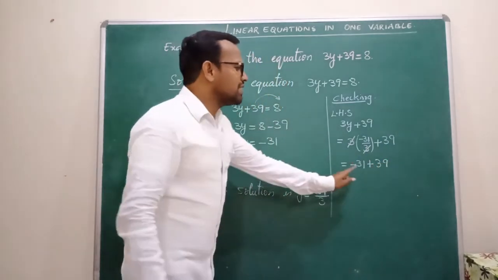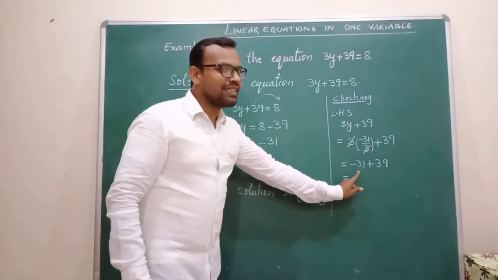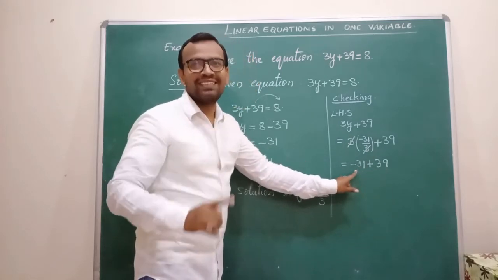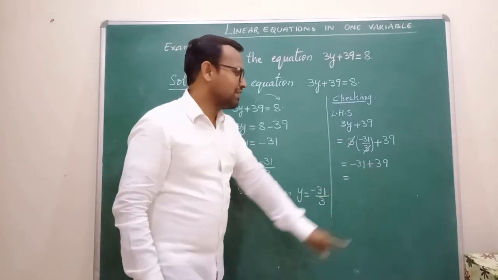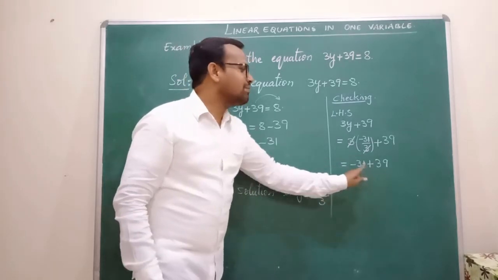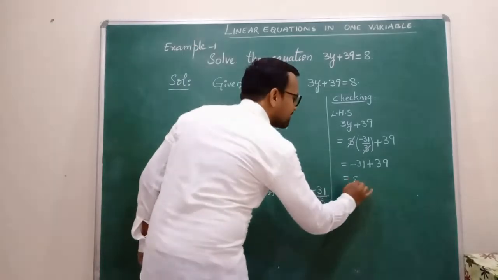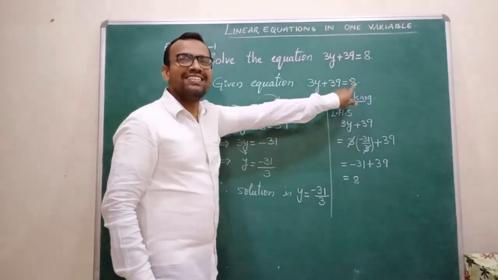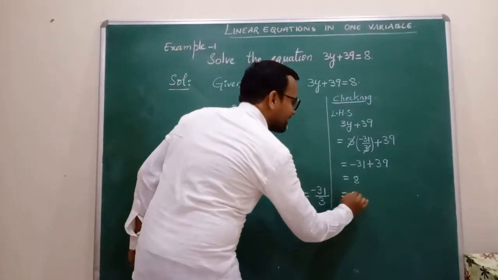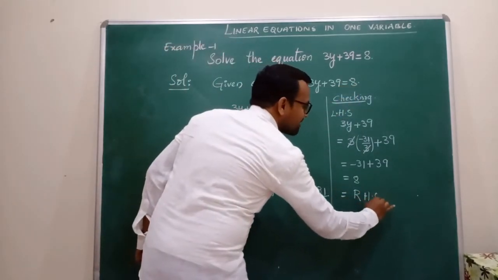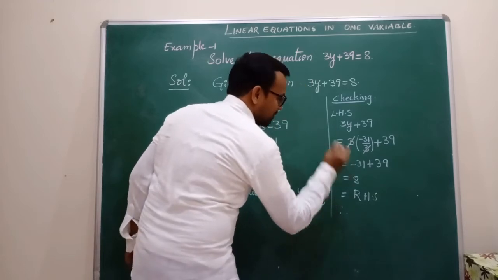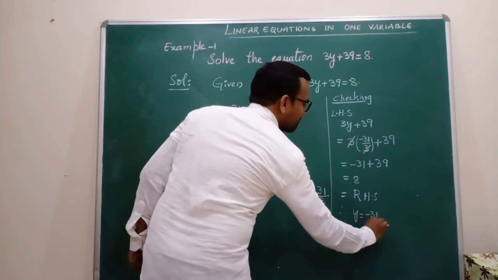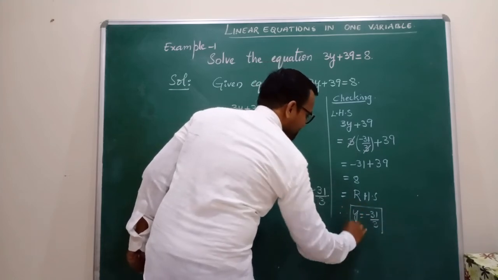Now what is the sum of this one? Minus 31 plus 39. Different symbols. Subtract them and put the big number symbol. Big number symbol is plus. So 39 minus 31 is 8. What is 8? Here it is. 8 is RHS. That means it is equal to RHS. Therefore, the y value, minus 31 by 3, is correct.